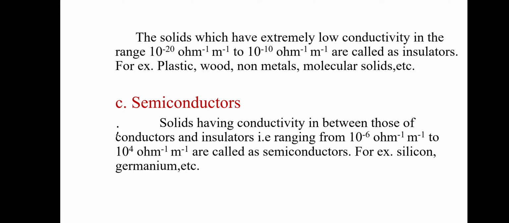Now, there is another group, that is semiconductors. What are semiconductors? Semiconductors are solids having conductivity between 10 to the power minus 6 per ohm per meter to 10 to the power 4 per ohm per meter. For example, silicon and germanium are very good semiconductors.